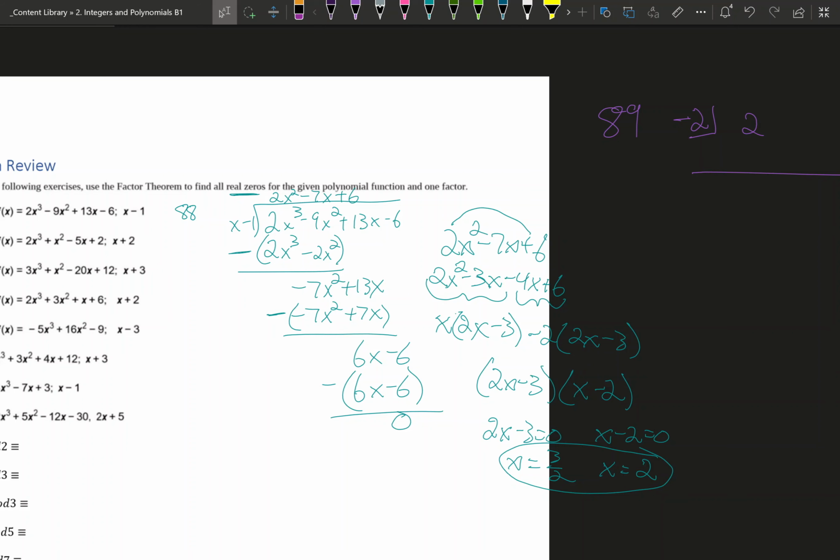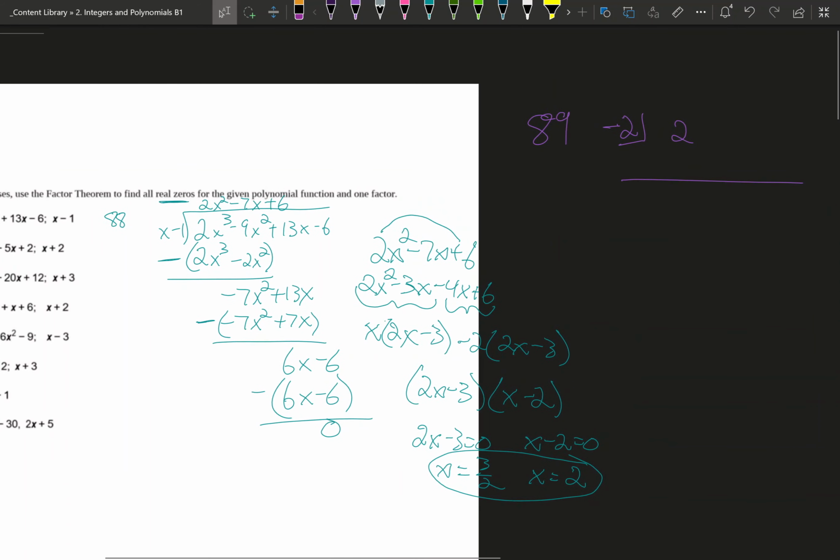So our coefficients go 2, 1, -5, 2. We bring down the 2. 2 times -2 is -4. 1 plus -4 is -3. -2 times -3 is a positive 6. -5 plus 6 is a positive 1. -2 times 1 is -2. We end up with a remainder of 0.